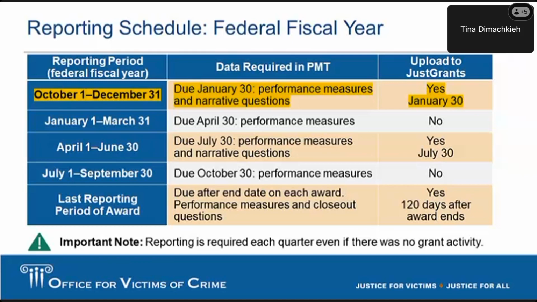Because we have 2 different types of reports, there are quarterly reports that grantees complete every quarter and semi-annual reports that are completed every 6 months. You will see on the screen here which quarters require that semi-annual portion, those narrative questions, and which quarters don't. Quarter one and quarter 3 require the narrative questions, which means those are semi-annual reporting periods. And as you see in the right-hand column, there's a requirement to complete and upload those reports into JustGrants by the end of that reporting period. That is for the January reporting period and the July reporting period.